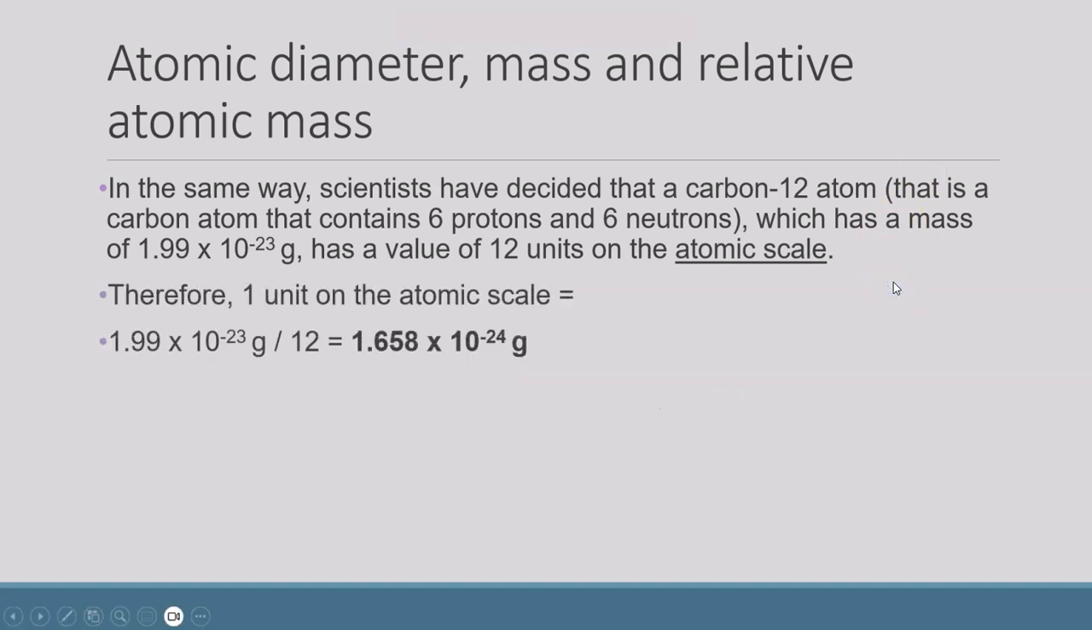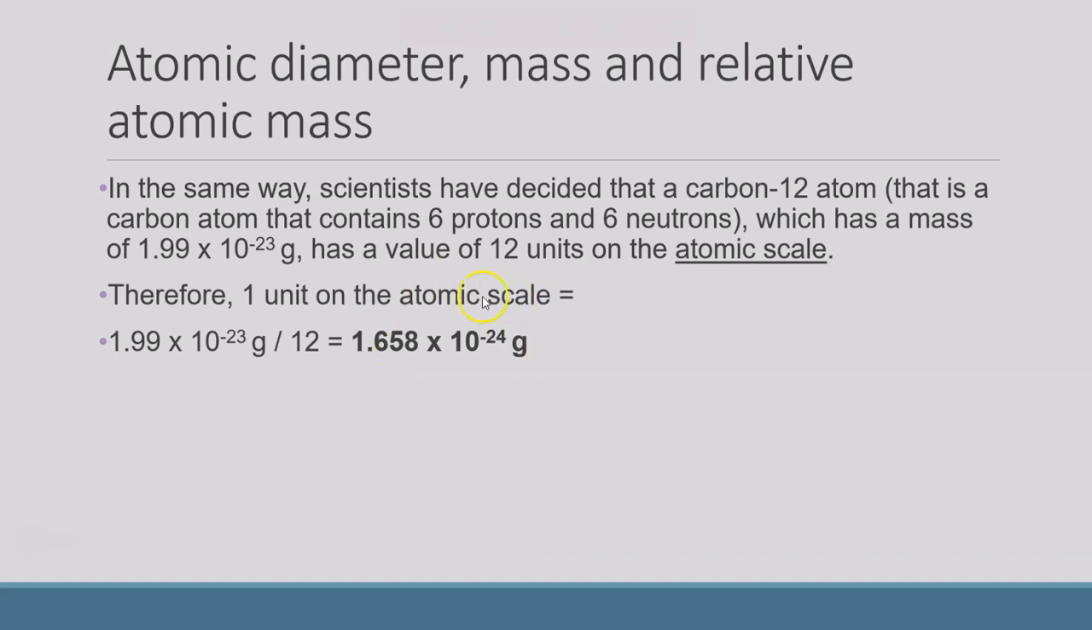So if we use carbon-12 as our reference point, if we take this entire mass of carbon and divide it by 12, then we get the value of 1 unit on the atomic scale. So 1 unit on the atomic scale in real life is equal to 1.658 times 10 to the minus 24 grams. This is not a number that we need to memorize. We just need to be familiar with the concept of the atomic scale so that we can understand the relative atomic mass values that are given to us in the periodic table.